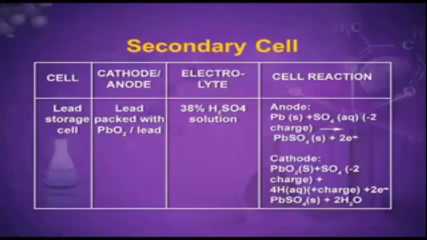At anode, which is made up of lead, it gets oxidized by losing 2 electrons and it forms Pb2+. Pb2+ combines with the sulfate ions and forms lead sulfate. On the cathode, the 2 electrons which are lost by the anode are gained at cathode. PbO2 is reduced to Pb2+ form and then it forms lead sulfate. So lead sulfate gets deposited in the inverter batteries or the lead storage batteries.